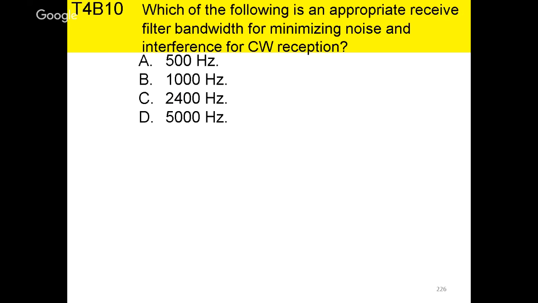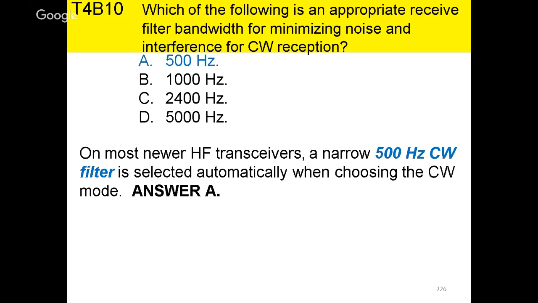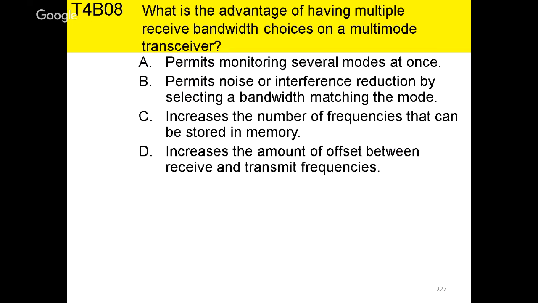Which of the following is an appropriate receive filter bandwidth for minimizing noise and interference for CW reception? 500 hertz. Now you can get them again more narrow than that, but 500 hertz is a common filter to kind of narrow your receive bandwidth and reject adjacent frequencies from interference on your receiver. 500 is typical.